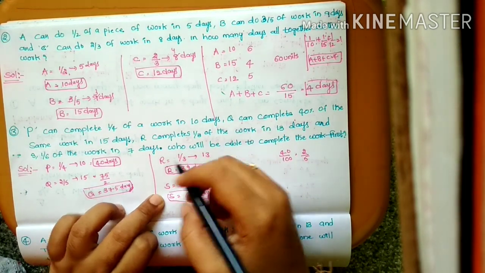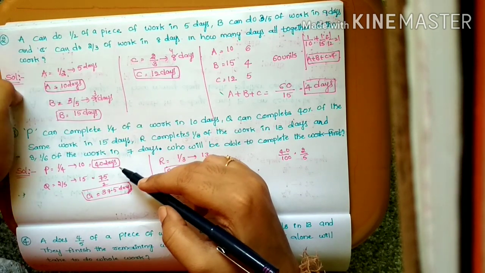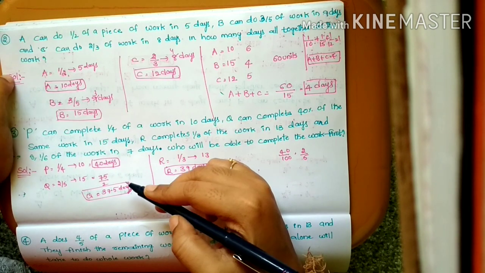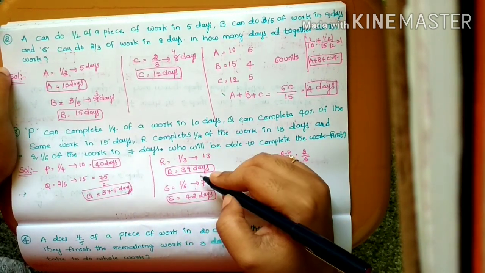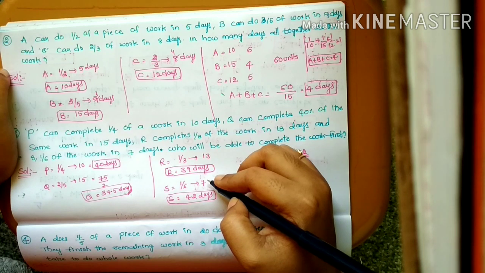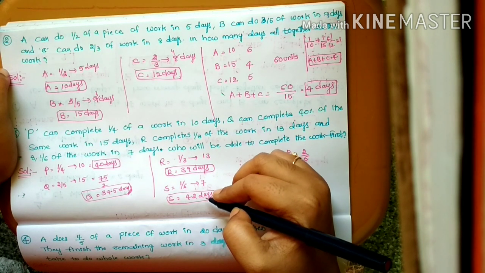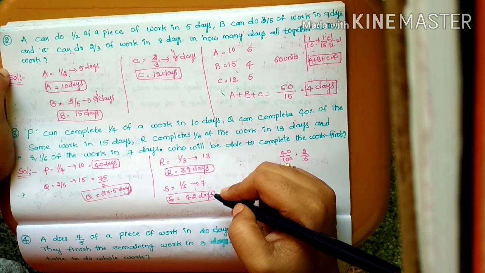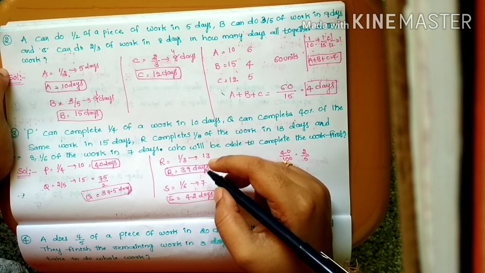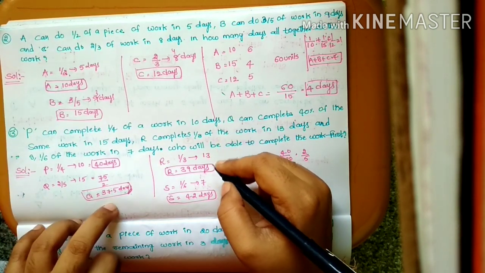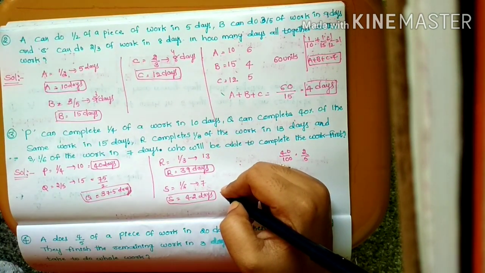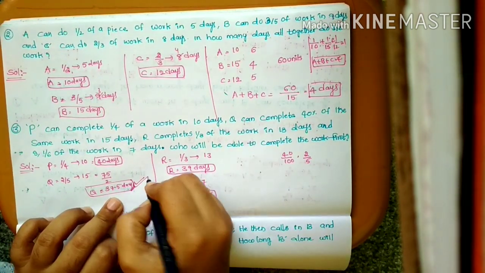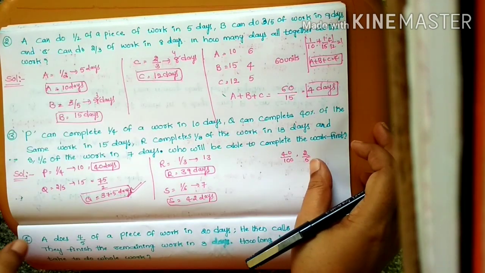So here P completes in 40 days, Q completes in 37.5 days. R completes in 39 days. S completes in 42 days. Out of 4, which one completed first? So Q completes the work first. Q is 37.5. So Q will complete the work first.